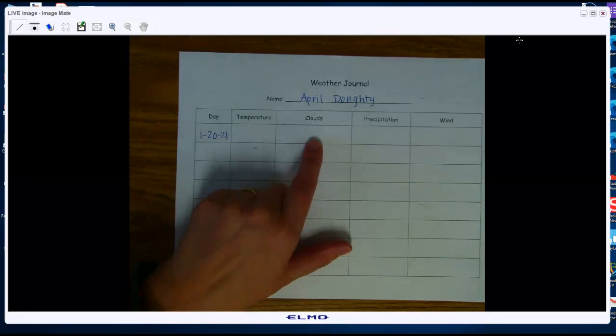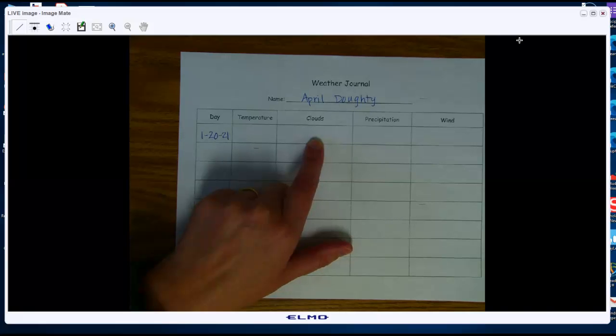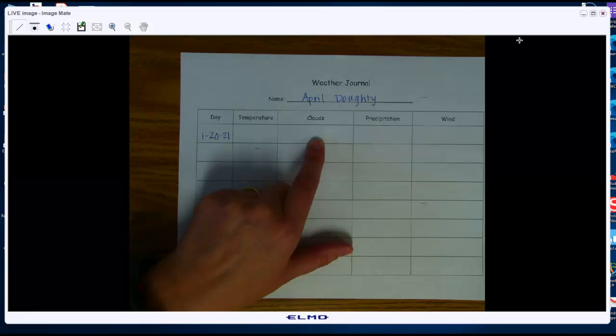And then we're going to do the clouds. We're going to describe the clouds. There's 4 ways to describe the clouds. Cumulus, cumulonimbus, cirrus, and stratus. So cumulus are just the white fluffy clouds, remember, on a sunny day. Cumulonimbus are the big, tall storm clouds. Cirrus are the ones that look like feathers on a sunny day. And then stratus are the gray clouds.